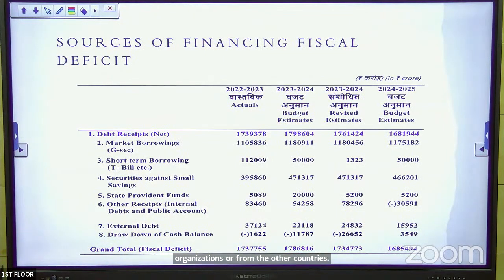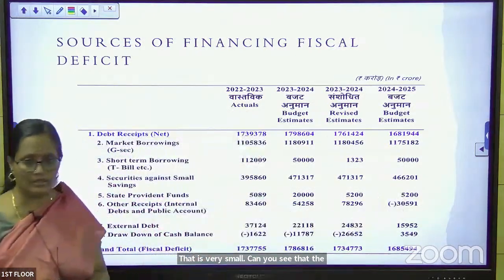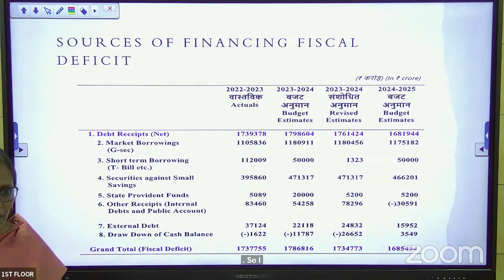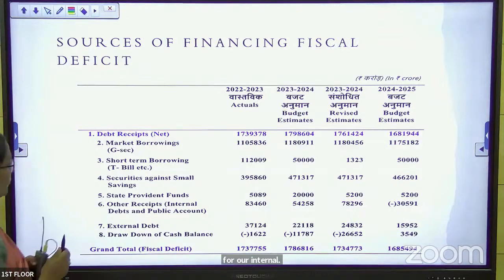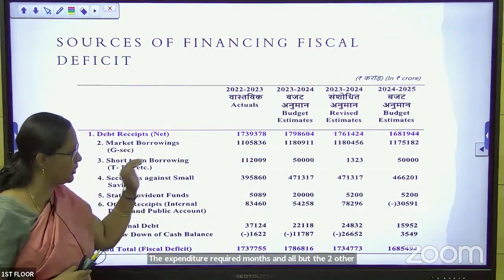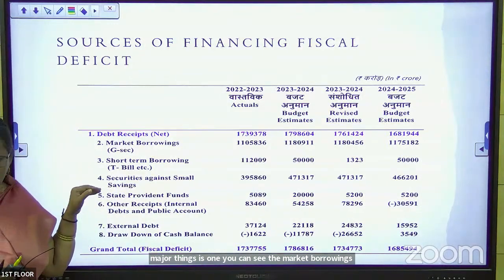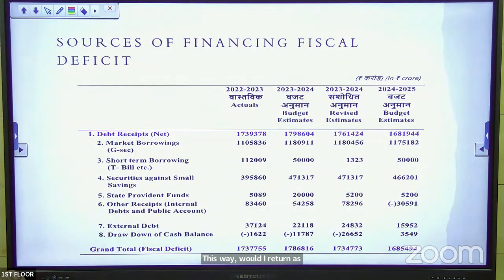That is very small. Can you see that the amount is very small when compared to the market borrowings and other things? So external debt is a very small source, which is good for India because we don't have to depend internationally for our internal expenditure requirements. But the two other major things are, one, the market borrowings on the top, followed by the securities against the small savings. This we would have written as the borrowings against the NSSF funds and other things, which will also be placed under internal debt.